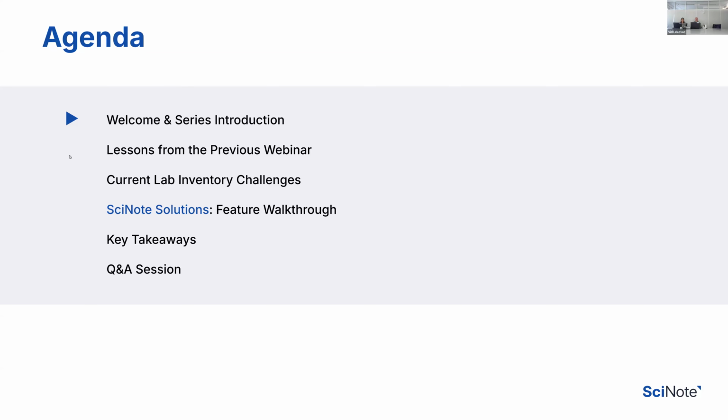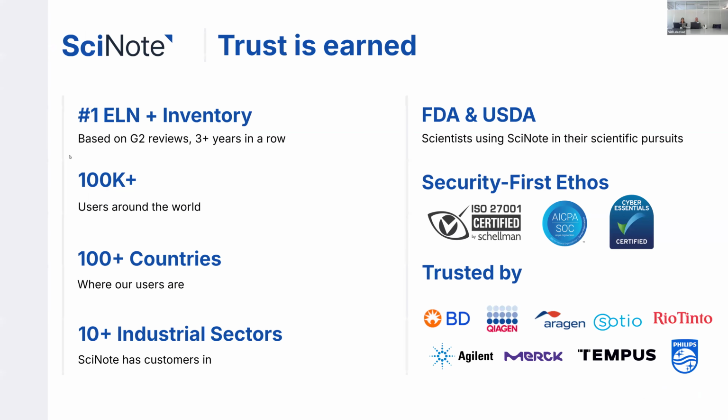And let's start. So a must-have always. So what SciNote is, who we are. SciNote is the number one ELN plus inventory solution. We have been based on G2 reviews for 3 years in a row. We have customers all over the world, around 110K and a bit more, and very different sectors, from medical devices and biopharma to mining.